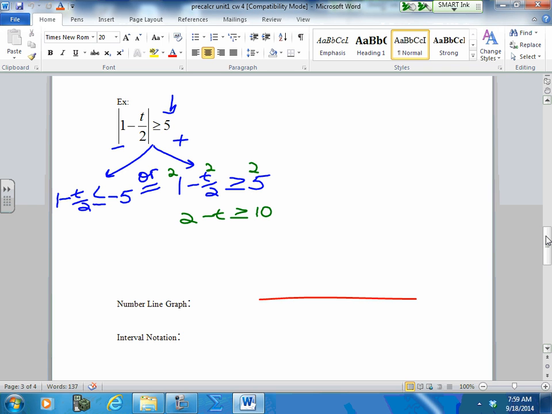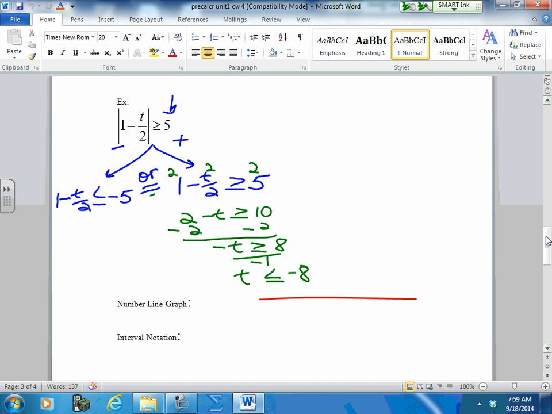I threw a lot of things in here. Fractions, and we got another little surprise coming up. Now we subtract 2. Negative t greater than or equal to 8. Now we need t to be positive. So what do we have to do? Divide and flip. Good. This is causing this sign to flip. It has nothing to do with our original setup. It's just because when we divide or multiply by a negative, we have to change the sign.